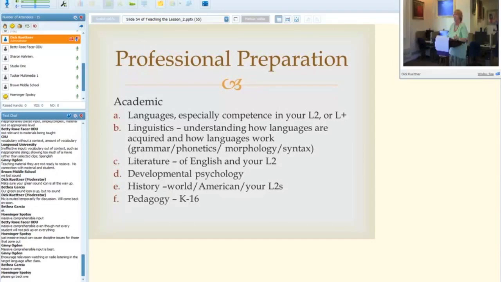We need to know our languages. We need to be competent in our L2 or more than one. And if we aren't, we need to acknowledge that and take the steps necessary to fix that. You need to know linguistics. I know it's a bad word, but you need to know how languages work, and particularly the one that you're working with. How does the grammar work?